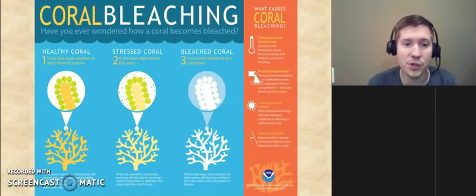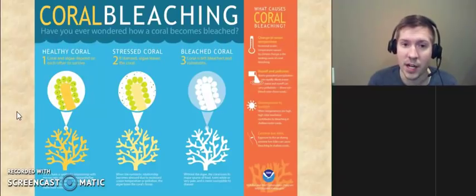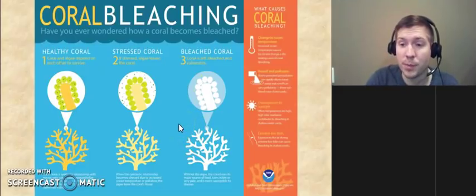Here's a poster about coral bleaching, so you can look through that for more info. But basically, healthy coral has algae living inside it, but when the coral gets stressed, the algae may leave, and this can cause the coral to die and leave just the bleached shell remaining.